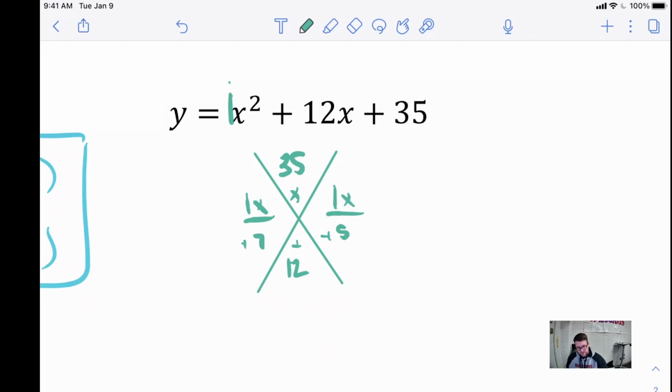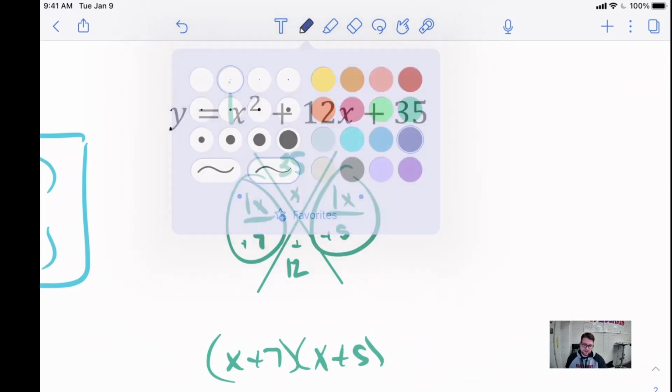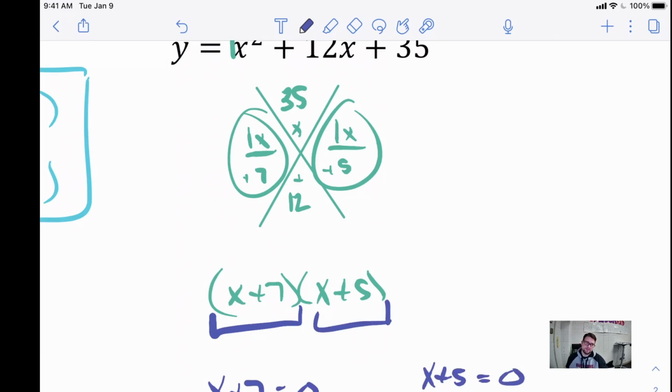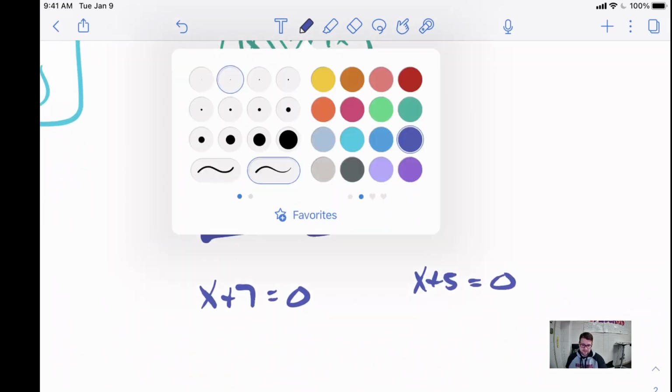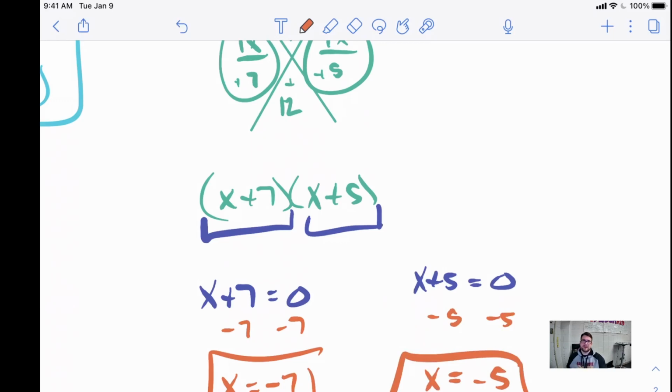So our factored form would be x plus 7. That came from here. And x plus 5. That comes from over there. Now we're going to use that thing called the zero product property. We're going to say this equals 0. And we're going to say this equals 0. To wrap this up, let's get x alone. So we're going to minus 7, x equals -7. On the other side, subtract 5, x equals -5, just like that.